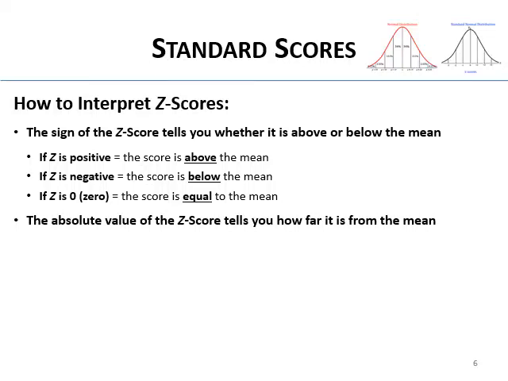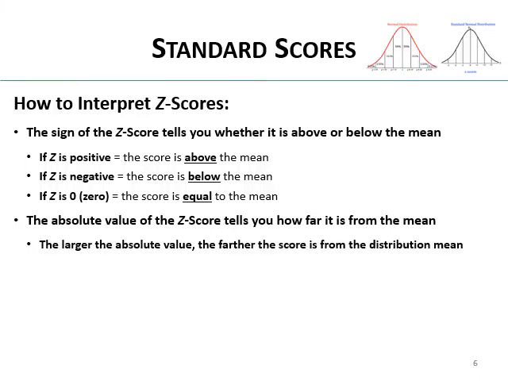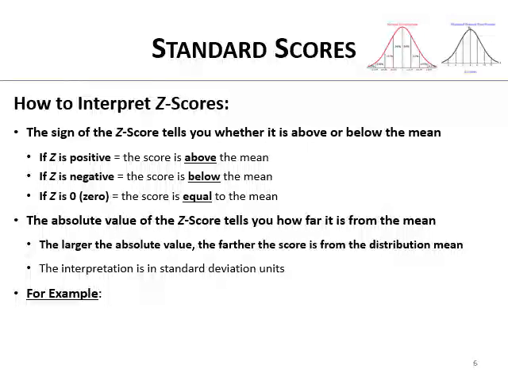That's what the sign tells you. The absolute value of it tells you how far. So if you ignore the sign and just look at the absolute value, bigger absolute value is further from the mean. The sign tells you if it's below or above. So the larger the value, the more different it is from the mean. And the interpretation is in standard deviation units.